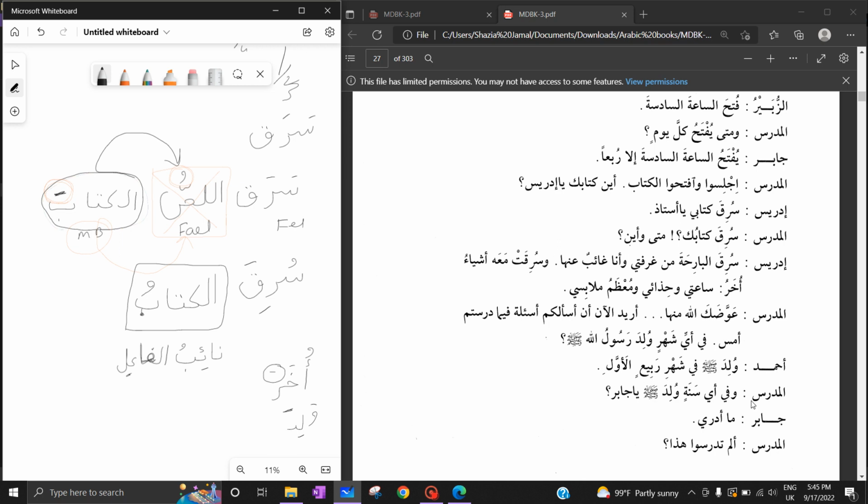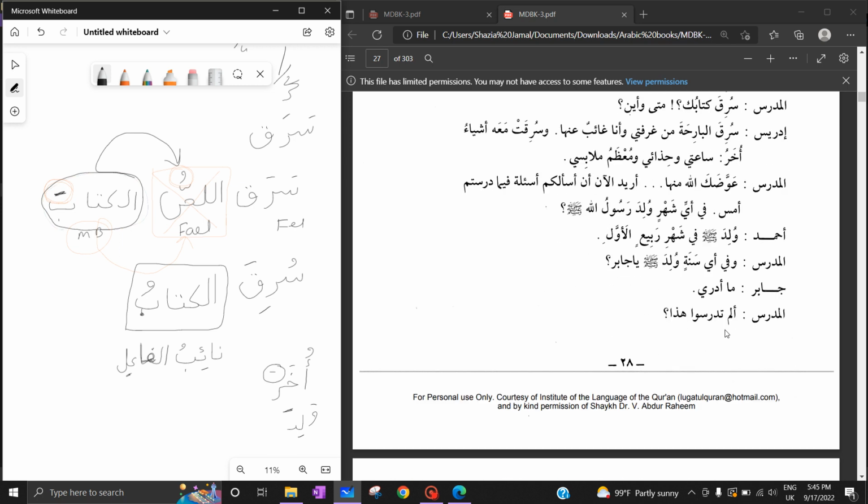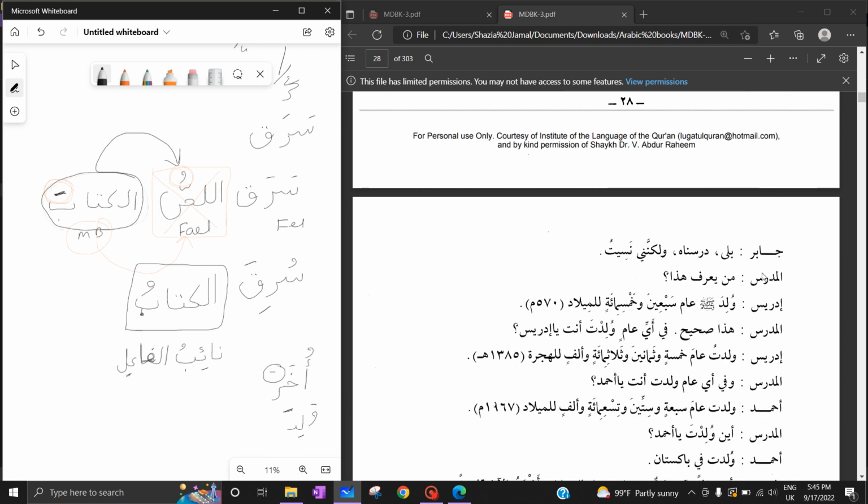The teacher says, وفي أي سنة, which year ولد صلى الله عليه وسلم يا جابر. Jabir says ما أدري, I don't know. The teacher says ألم تدرسوا هذا, didn't you study this? Jabir says بلى, of course درسناه, we studied it, ولكنني نسيت. Lakinna is also a sister of inna, attached with damir mutakallim ya, and this noon is noon al-wiqaya.